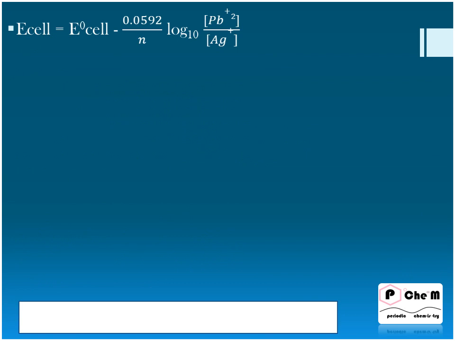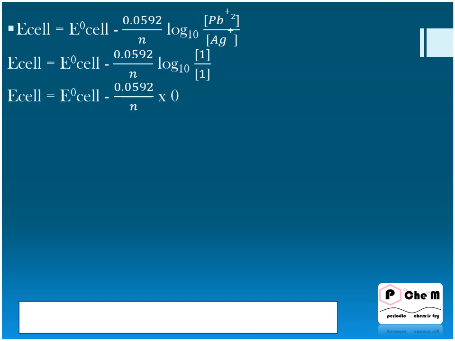Let's first calculate E cell for the original reaction, where the concentration of reactants and products was 1 molar. Let's plug the values in the equation. E cell is equal to E naught cell minus 0.0592 upon n log to the base 10 of the concentration of Pb plus 2 divided by the concentration of Ag plus. We know that the concentration is 1 molar, and therefore we get log 1 as 0, and this whole term on the right hand side, that is 0.0592 upon n into 0, will become equal to 0, and therefore E cell is equal to E naught cell. That is, the cell potential is equal to the standard cell potential.